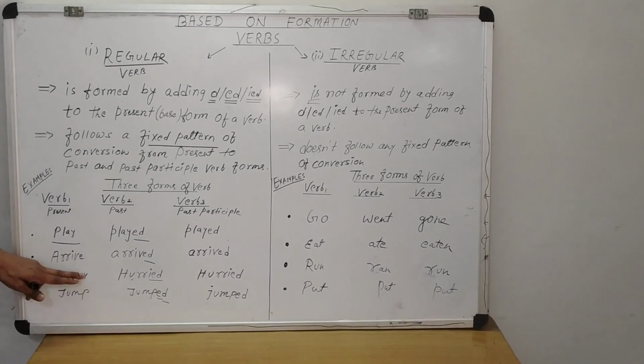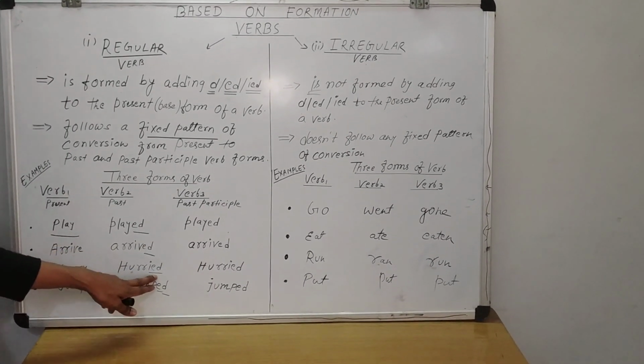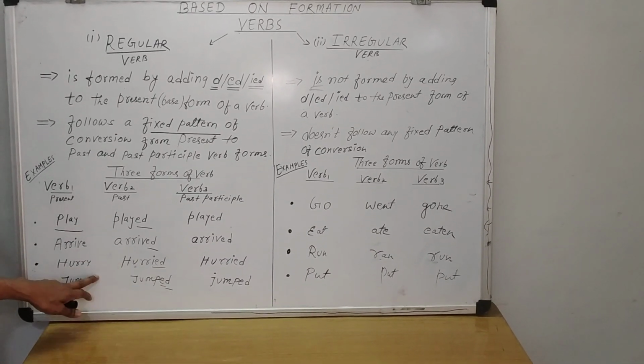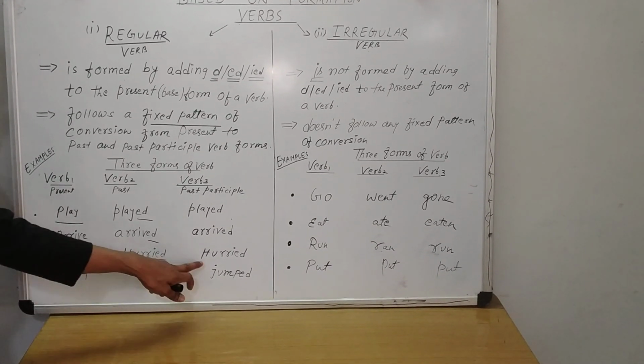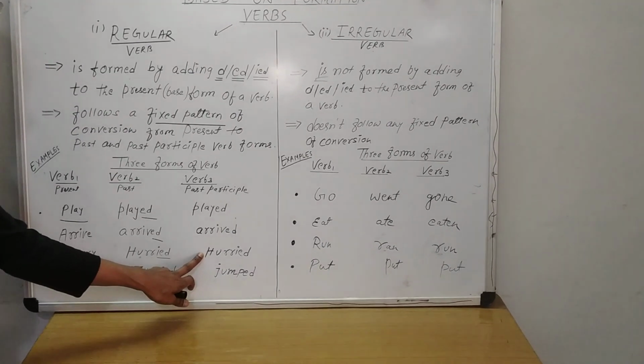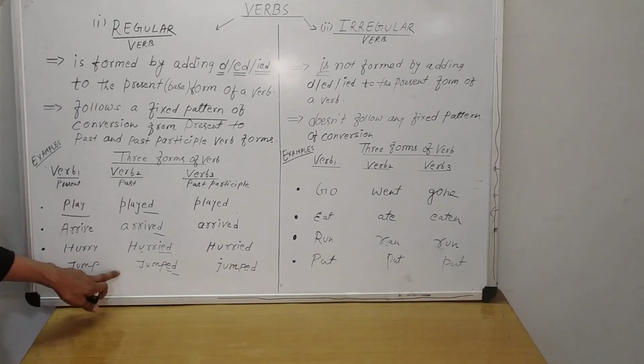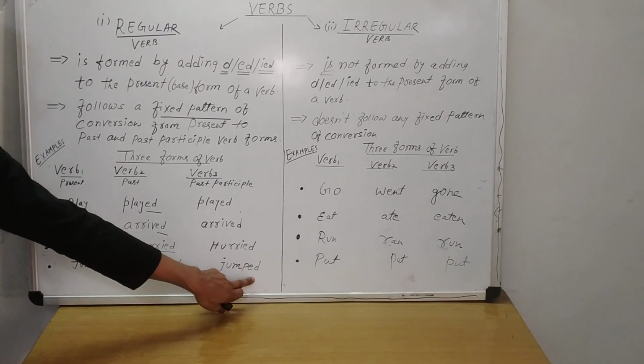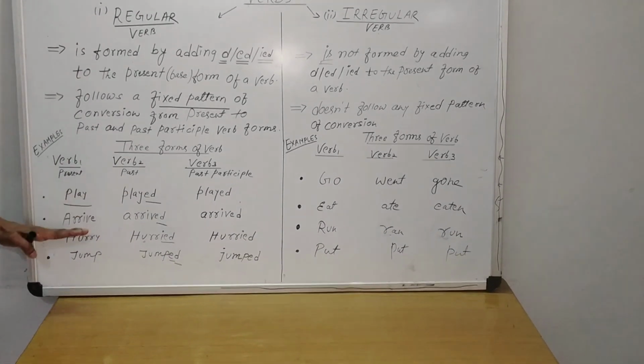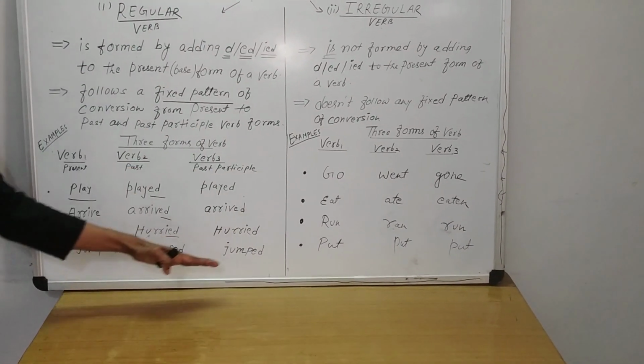Come to hurry. Hurry is a verb. If you add id to its base form, it becomes its past, and again the past participle will remain as it is. Come to jump. It is following the same pattern of conversion. Is that clear to you? This is the regular verb form.